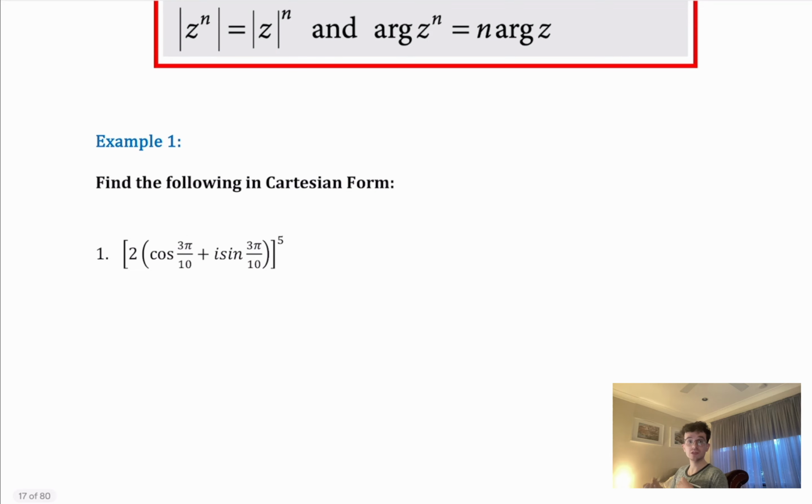In our actual class, I'm going to prove De Moivre's theorem for you, and we're also going to prove it later when we do mathematical or further mathematical induction. But for now, we're just going to apply De Moivre's theorem in this video.